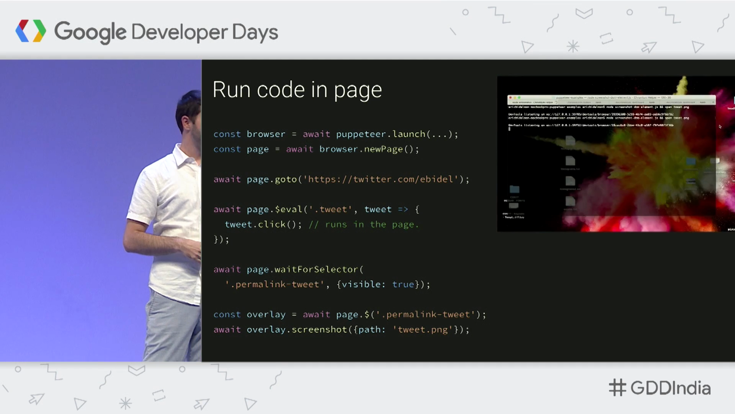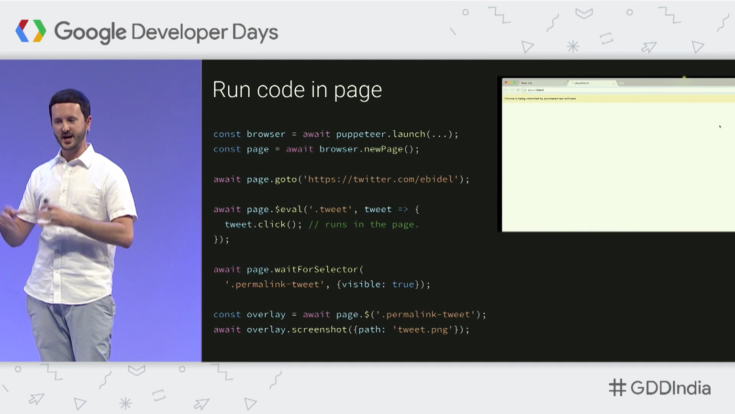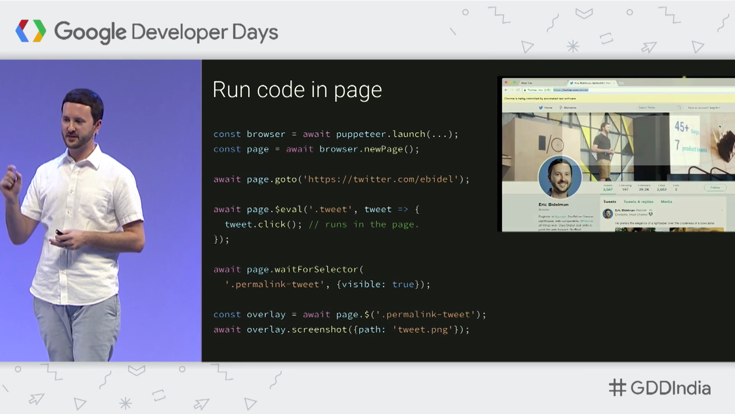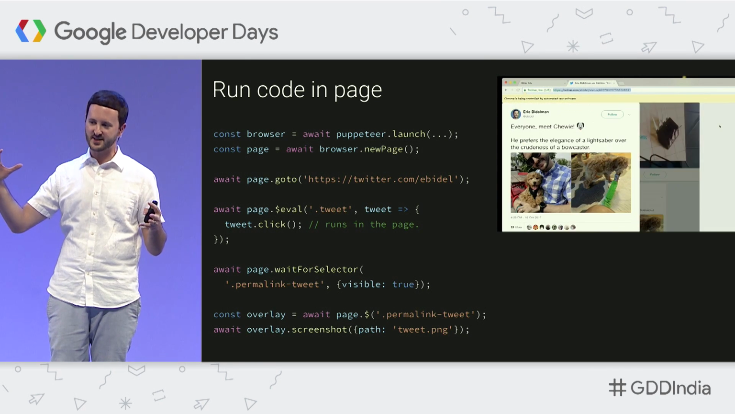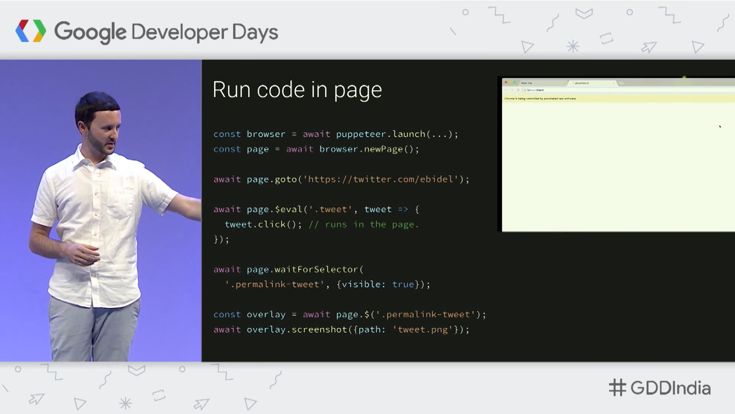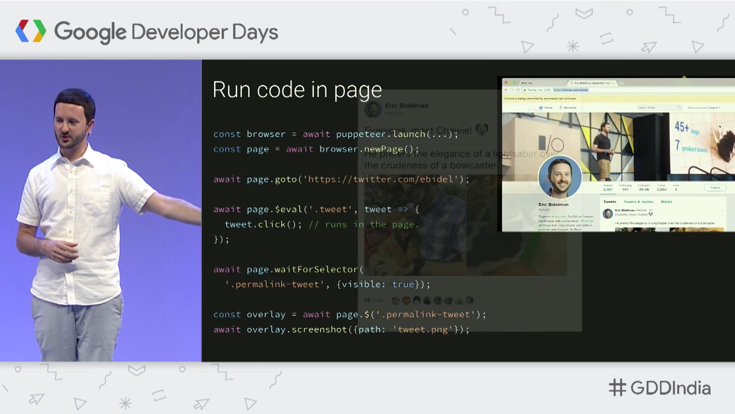So all in all, it looks like something like this. We'll open the browser. We'll navigate to Twitter. I'll find the first tweet using Puppeteer. You can see it all very fast. It finds that element. And eventually, what you get is the final product, which is a screenshot.